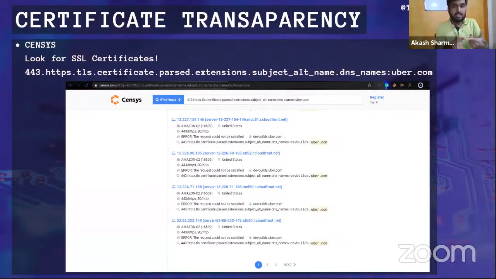How you can check for certificate transparency is with the help of this amazing utility called Censys. Right. It looks for the SSL certificates of whichever application you want to search for. I'm looking for Uber here right now in this picture. I hope it is clear enough so that you can see this command here.